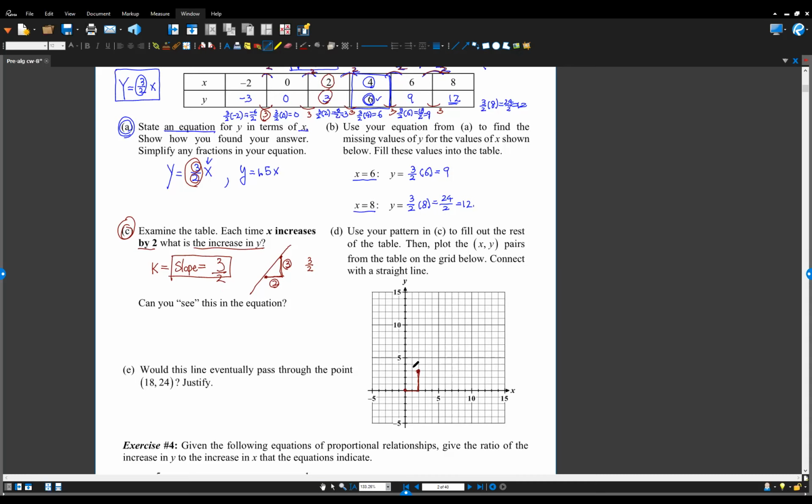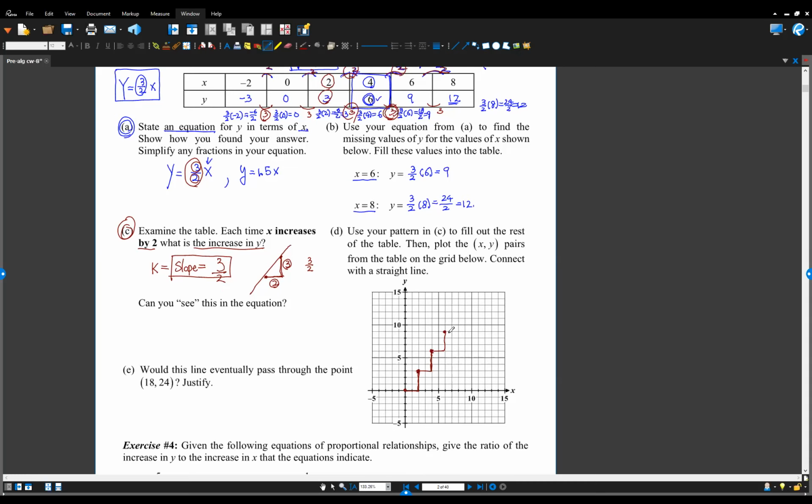The next one, same pattern. Another one, increase 2, 3. Right 2, 3 again. That's the next point. Another one, right 2, up 3, right? When you move to the right 2 again, y increases what? 3. That's the next point. So using this pattern, we can find additional points.